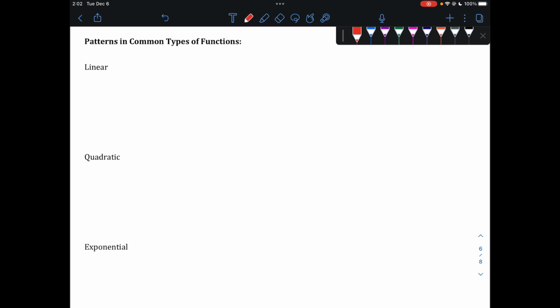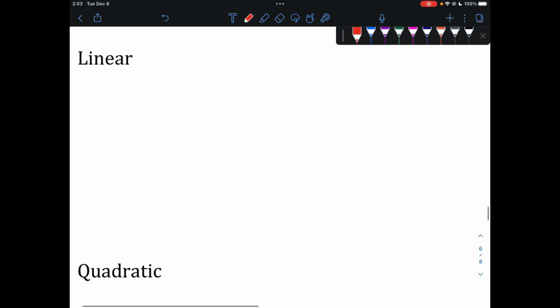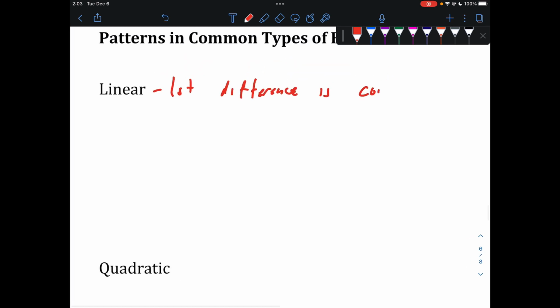All right, there are 3 different types of patterns that we should be able to recognize pretty quickly when we look at these here. The first one's a linear, and what does that mean? It means that the first difference is going to be constant. All right, so our first difference is constant.